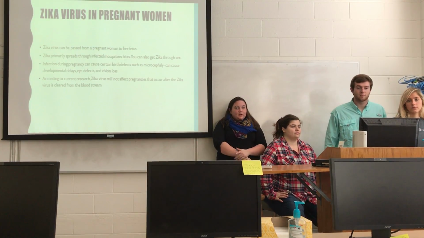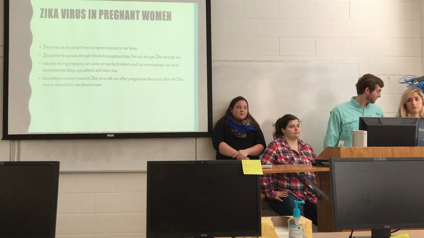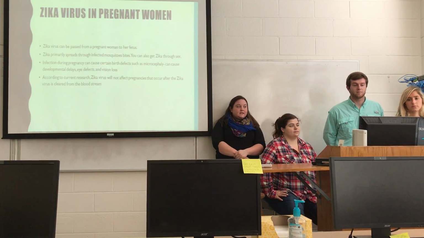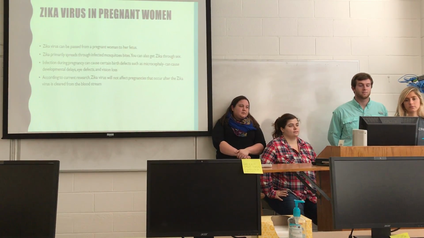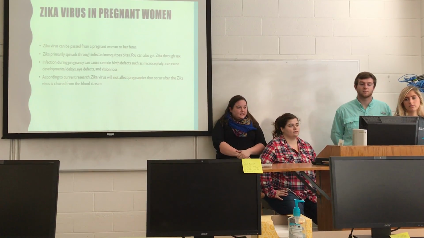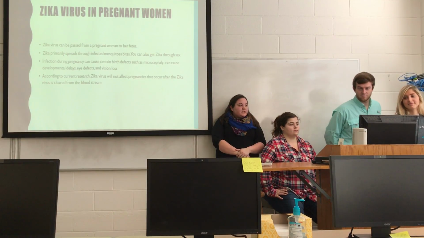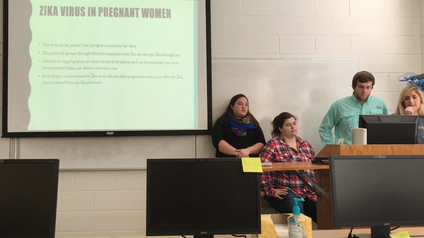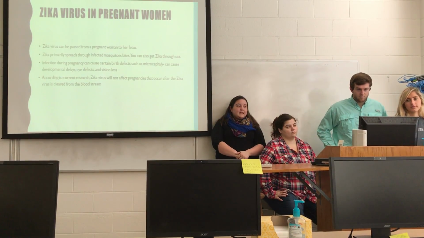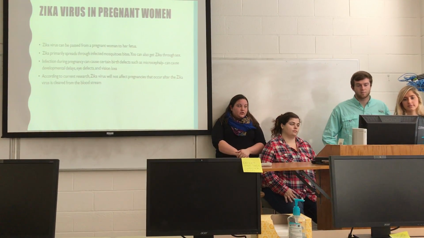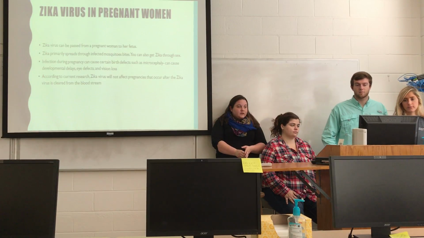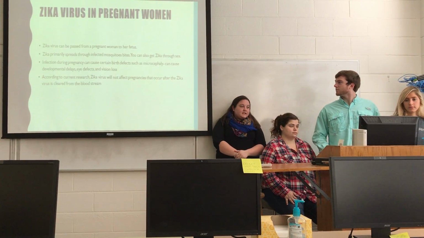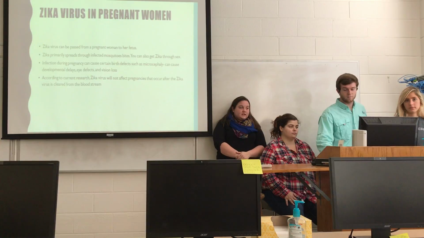The Zika virus in pregnant women. The Zika virus can be passed from the pregnant woman to her fetus. Zika primarily spreads through mosquitoes, as Timothy said. Infections during pregnancy can cause certain birth defects, such as microcephaly, which can cause developmental delays, eye defects, and vision loss. And according to the current research, Zika will not affect pregnancies that occur after the Zika virus is cleared from the bloodstream.